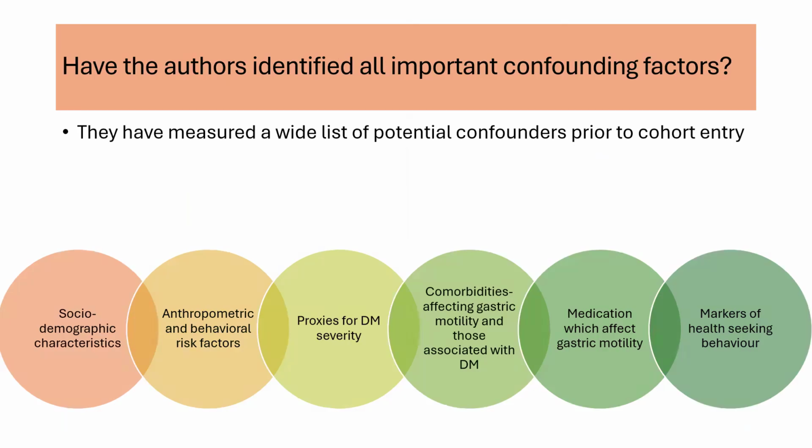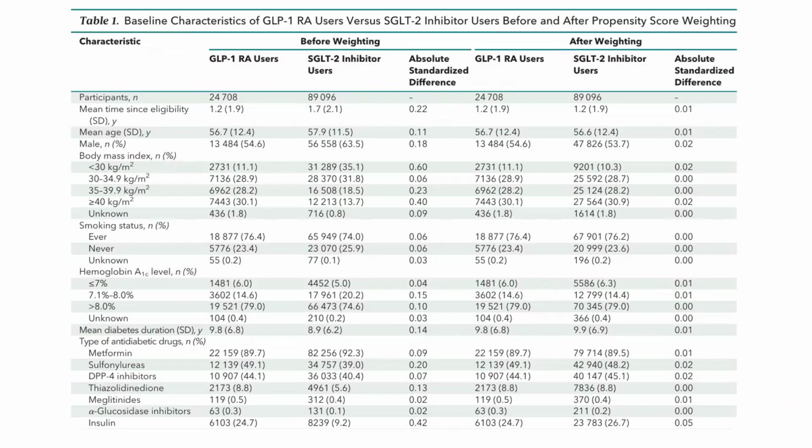So the next question is, have the authors identified all confounding factors? So I will show you in the next slide. They have measured a wide list of potential confounders prior to the cohort entry. Their risk factors are roughly in these six domains. One assessing the SES, the one assessing their anthropometric and behavioral risk factors. They've also looked at proxies for diabetes severity, because the more severe the diabetes, more chance of them having a diabetic gastropathy. And they've also looked at comorbidities which affect the gastric motility and medications which affect gastric motility. And they've also looked at the overall health-seeking behavior.